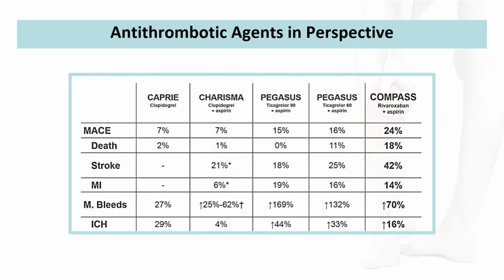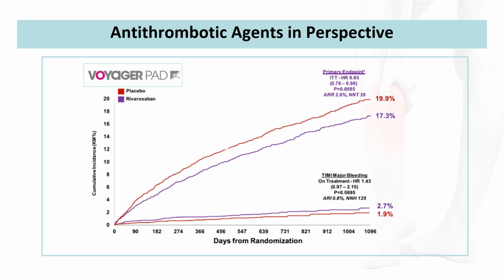Now, this has been evaluated across trials, with the second last being the COMPASS trial, which proved beyond doubt the advantages when it comes to major adverse cardiac events, though there is a slight increase in bleed. This was also proven beyond doubt with the VOYAGER PAD study, which also showed significant advantage when it comes to major adverse cardiac event rates as well as limb event rates, when compared to a non-significant increase in major bleeds.